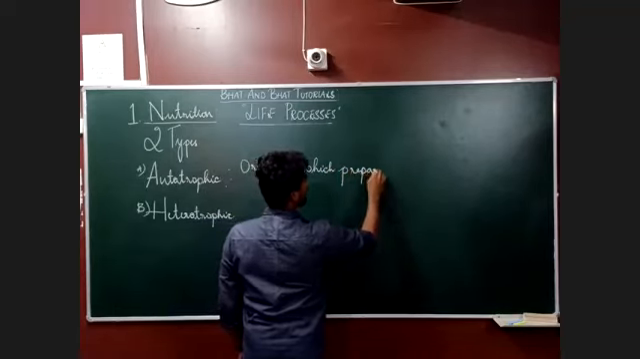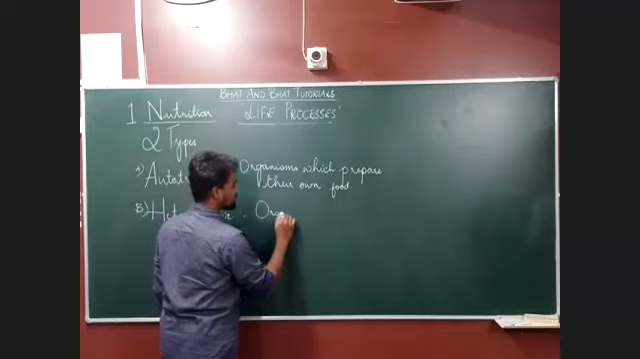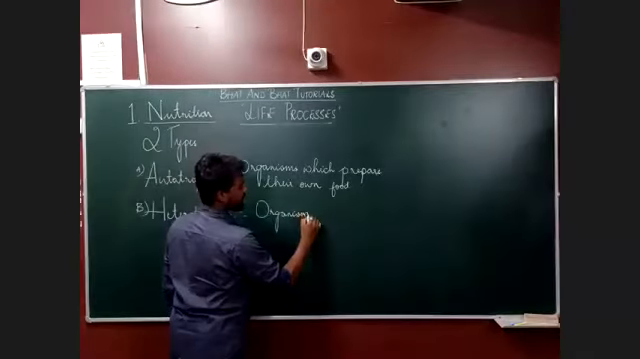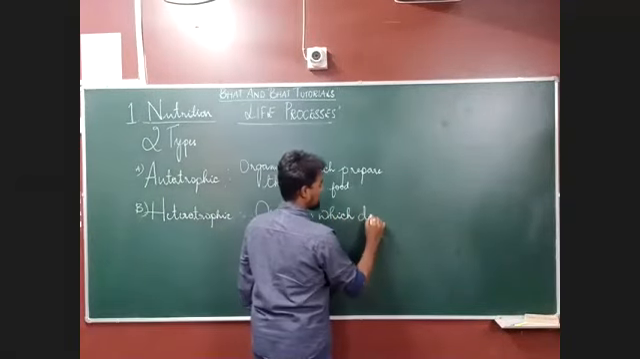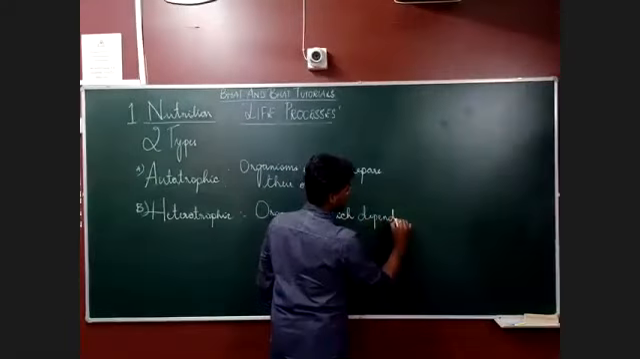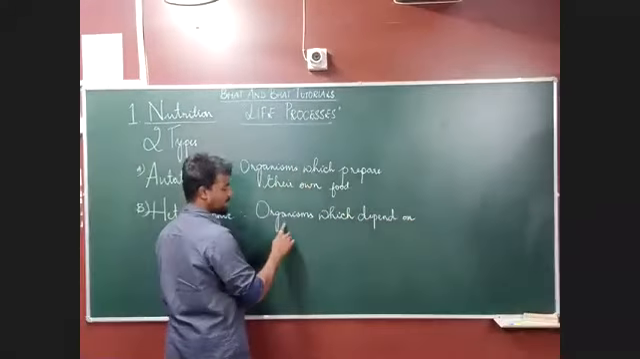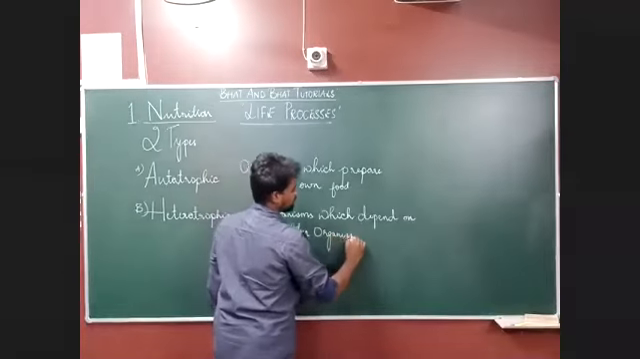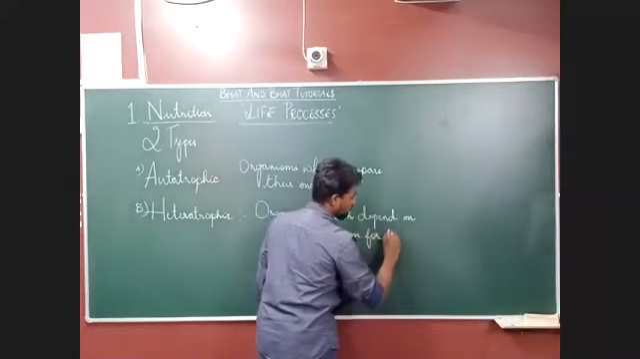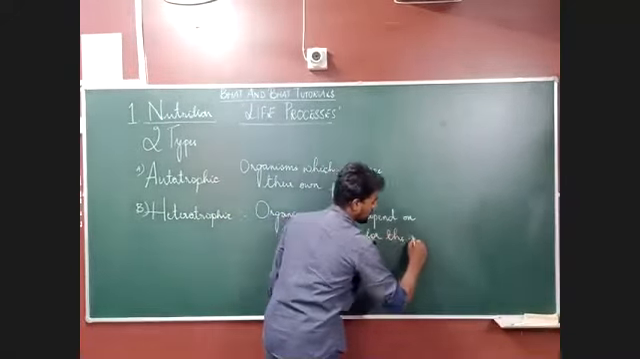And how do we define heterotrophic? These are the organisms which depend on other organisms for the sake of food. So this one we call heterotrophic. I hope it is clear for all of you.